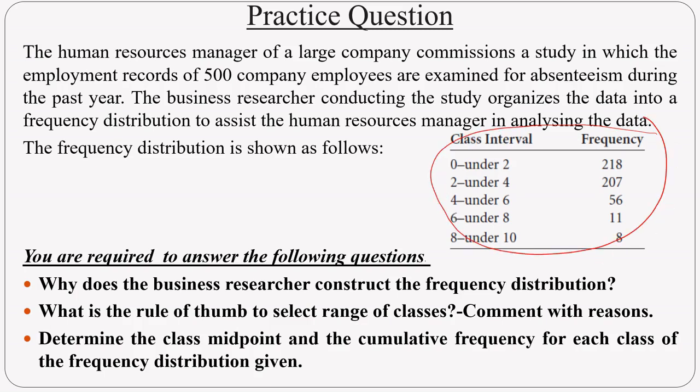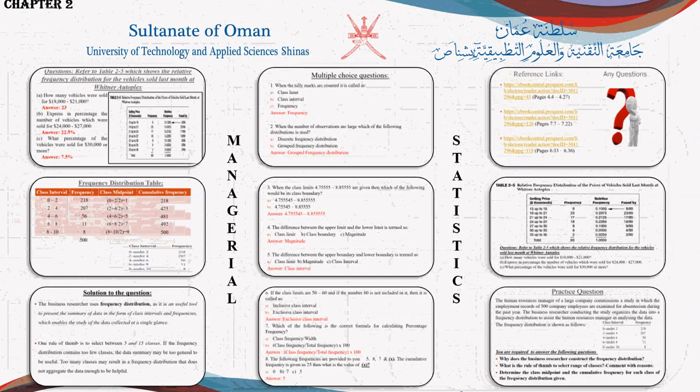Now you need to answer the questions. Three questions are given. Why does the business researcher construct the frequency distribution? Okay, this is question one. What is the rule of thumb to select range of classes? Comment the reasons. This is question 2. Determine the class midpoint and the cumulative frequency for each classes of the frequency distribution given. This is question number 3. Now let us see how to solve these questions one by one.